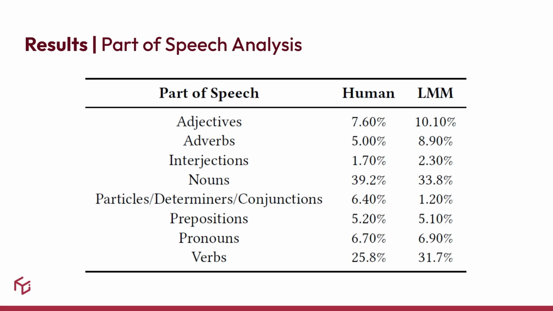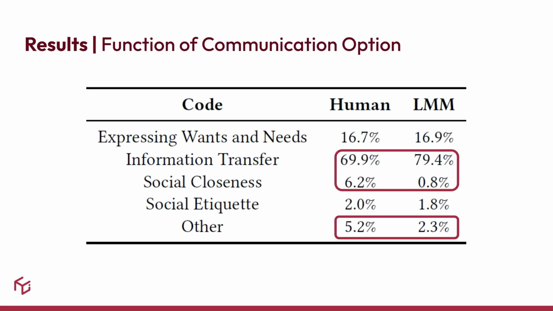We saw a similar distribution in the parts of speech used by people and the LMM. Nouns and verbs were the most popular for both. We observed similarity in the communicative functions used by people and the LMM, both focused on expressing wants and needs and information transfer, with the LMM focusing more on information transfer. We saw a large difference in the LMM's lack of generating communication options for social closeness and sound effects, which fall into the other category.